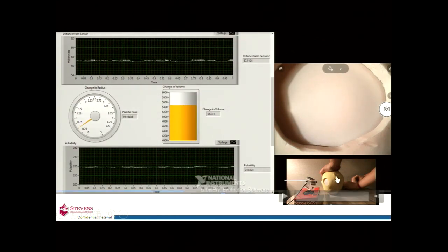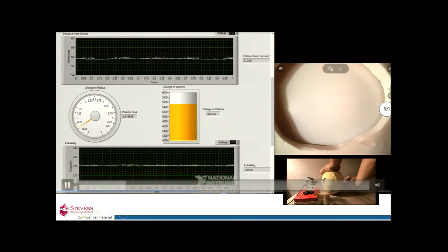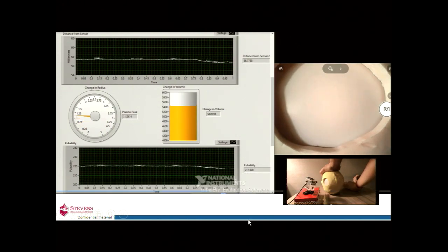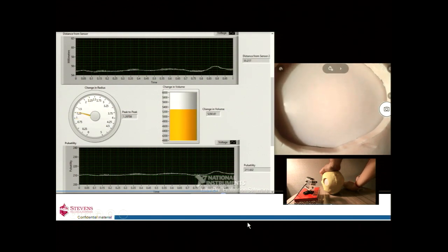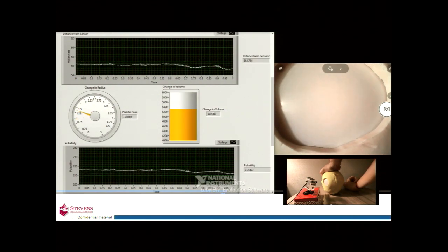So as you can see, the sensor is running. We haven't yet started inflating the balloon within the brain, so the line is constant. And then on the bottom picture in picture, you can see us starting to inflate. And now the readings have started to come in. So the inflation is happening.